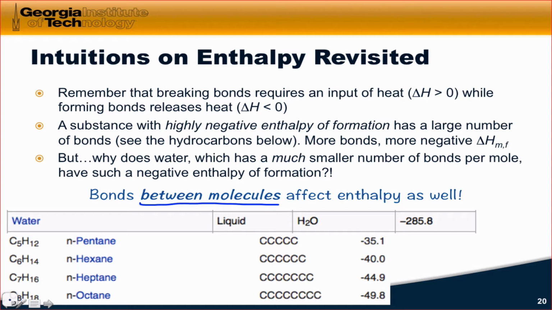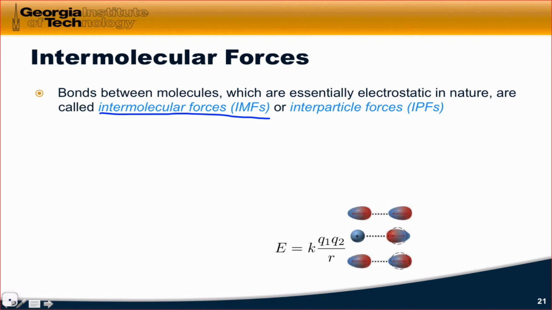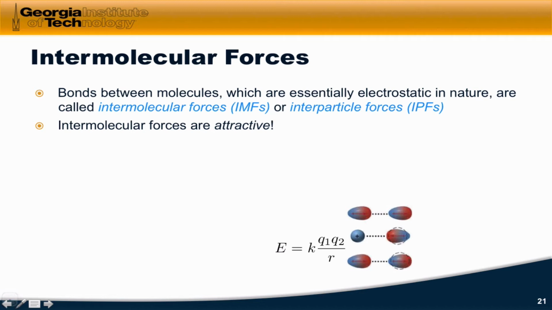Just as enthalpy of formation becomes more negative as we add more covalent bonds, as we add more bonds between molecules, enthalpy of formation also goes down. And the bonds between molecules in water are extremely strong relative to bonds between molecules in something like n-pentane. This directly explains its very negative enthalpy of formation. These bonds between molecules are what we call intermolecular forces, IMFs, or on occasion where we want to ensure that we capture both atoms and molecules, we'll call these interparticle forces, or IPFs, but IMFs is actually the more common term.